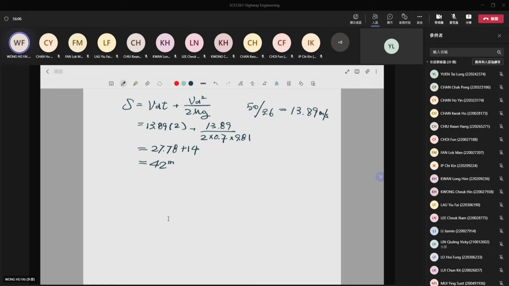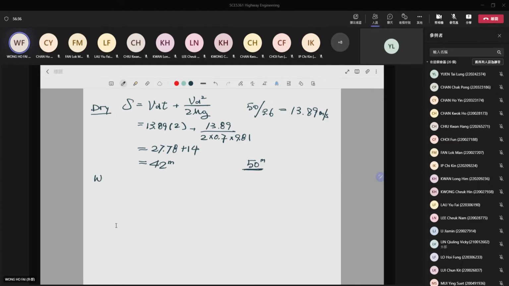So from here, we can see that if our reaction time is 2 seconds, then we have a distance equal to 42 meters. That means if we keep a distance of 50 meters, then it is safe for the dry condition. This is for the dry condition.